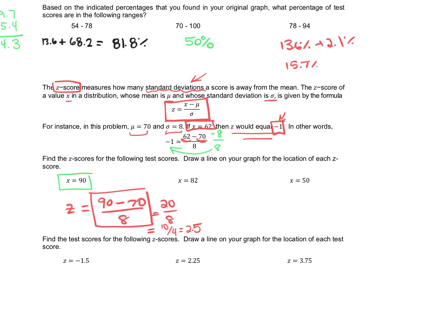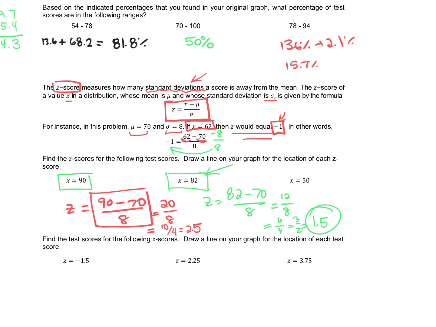So to see that calculation, again, we're going to take our data point, subtract our mean, divide by the standard deviation. 82 minus 70 is going to be 12. 12 divided by 8, I mean, you could reduce, that's 6/4, 3/2, 1.5, that's what we had said, 1.5. All right, so what we're saying with this z-score is that our data value 82 is 1.5 standard deviations away from the mean.